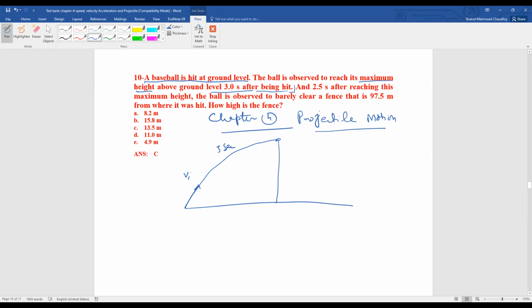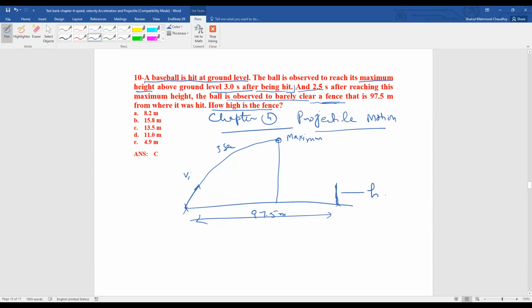Now, 2.5 seconds after reaching this maximum height, the ball is observed to barely clear a fence or barrier that is 97.5 meters from where it was hit. The barrier or fence is here, so the distance is 97.5 meters. How high is the fence? So we have to find this height.